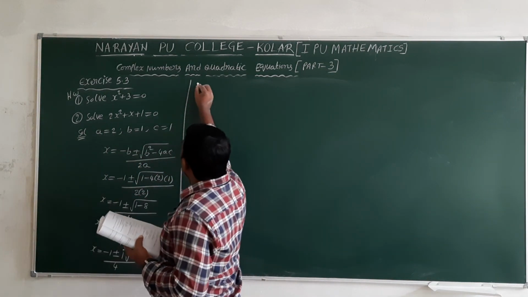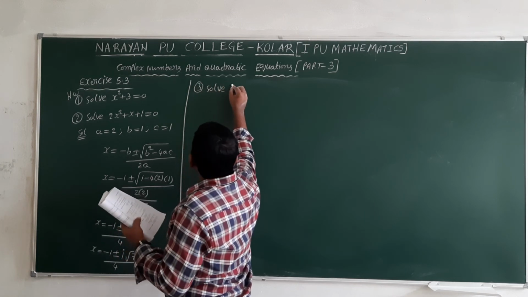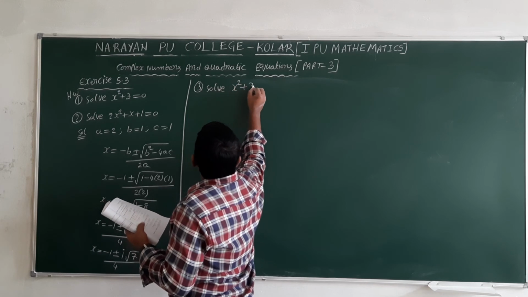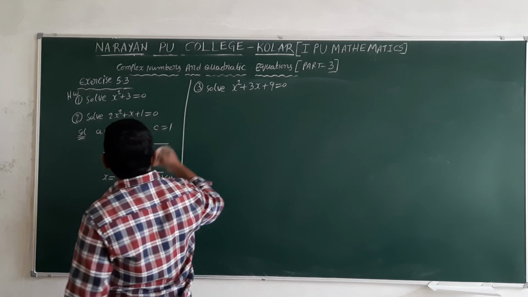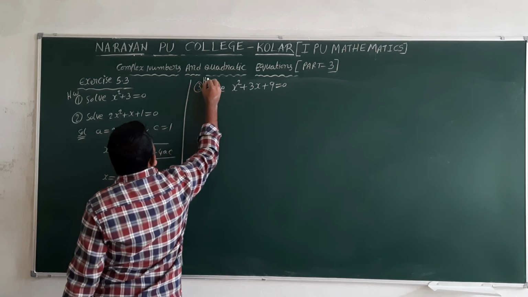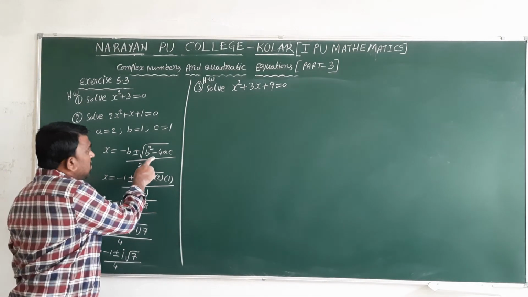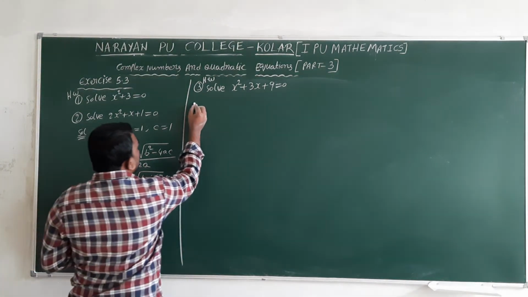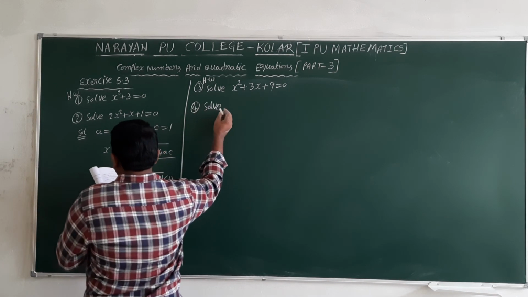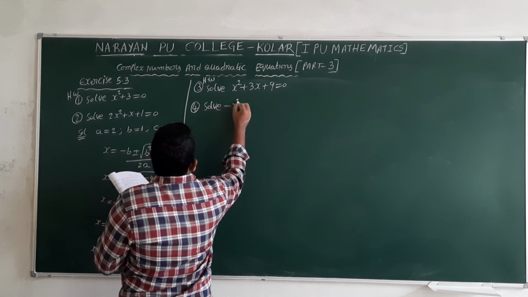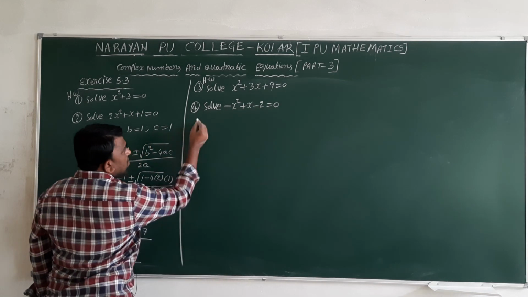Third one, solve x square plus 3x plus 9 equal to 0. Compare with the standard form and simplify. Take it as homework. A value is 1, b value 3, c value 9. Apply in this formula and you will get it directly. Fourth one, solve minus x square plus x minus 2 equal to 0.